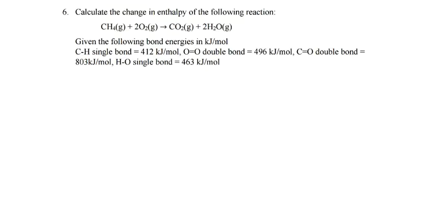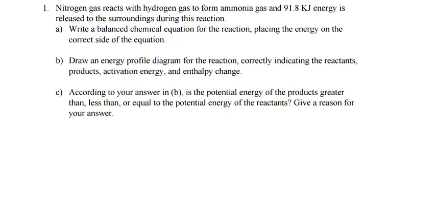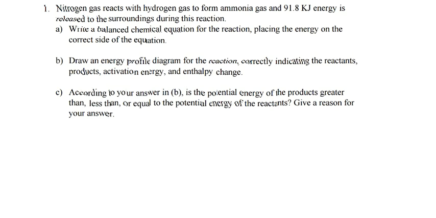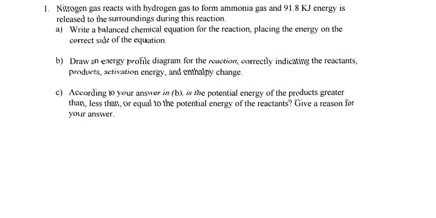Okay, so let's start. Question 1, nitrogen gas reacts with hydrogen gas to form ammonia gas, and 91.87 kilojoules of energy is released to the surroundings during this reaction. A says write the balanced chemical equation for the reaction, placing the energy on the correct side of the equation. B, draw an energy profile diagram for the reaction indicating the reactants, products, activation energy, and enthalpy change. C, according to your answer in B, is the potential energy of the products greater than or less than the potential energy of the reactants? Give a reason for your answer. So we'll start from question 1.